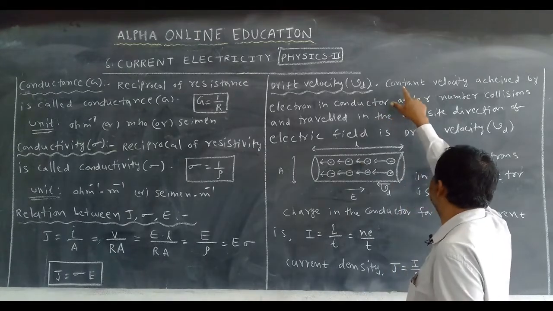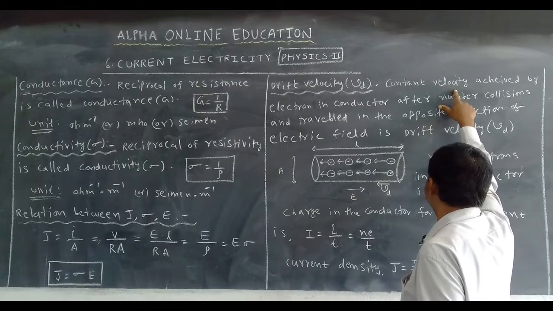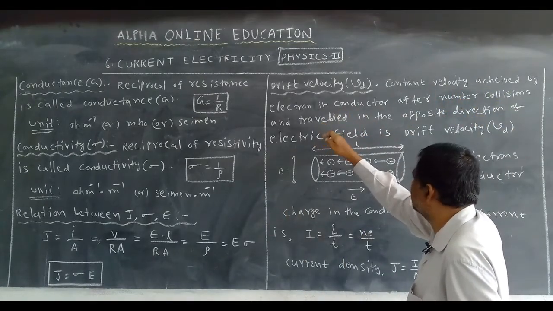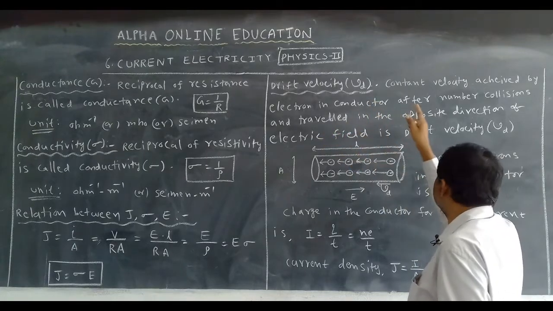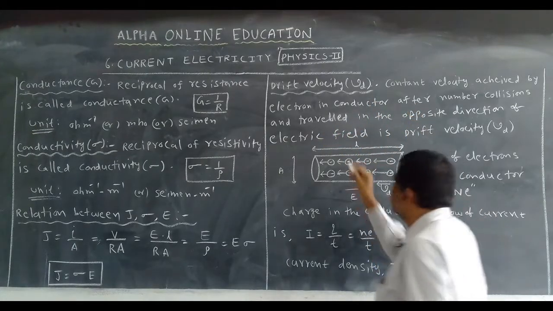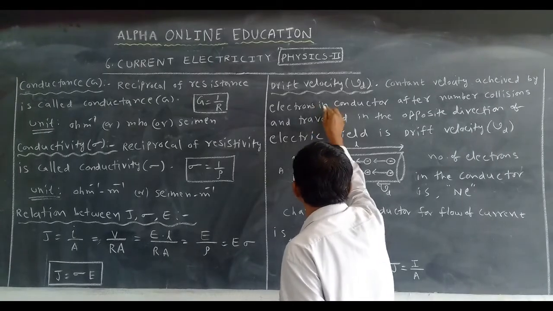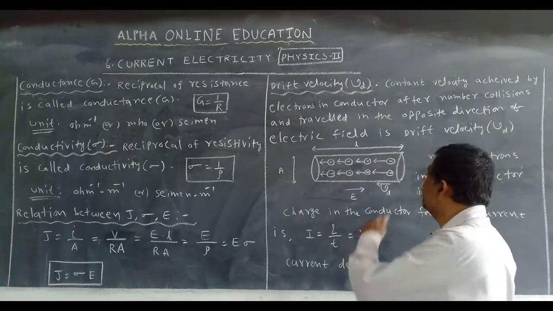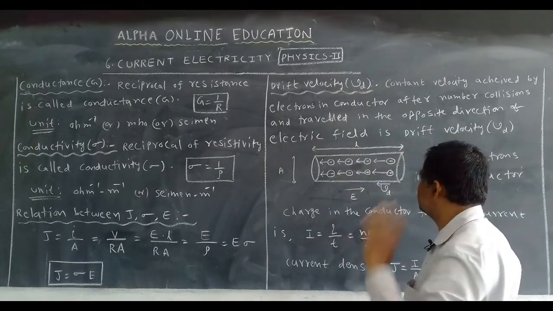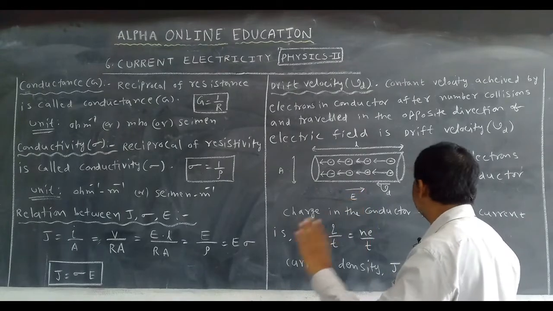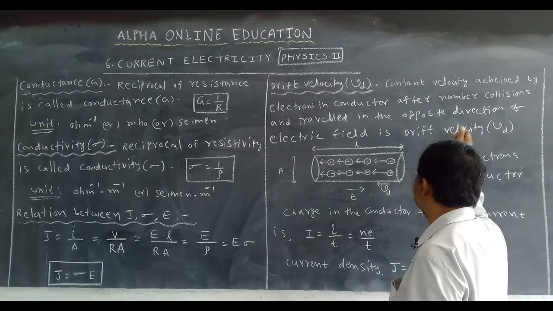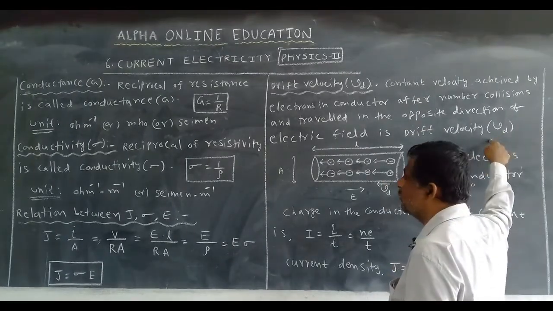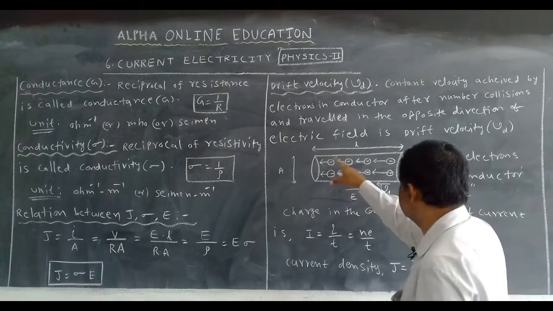That's why, what is the definition? The constant velocity achieved by the electrons in the conductor after a number of collisions, travelling in the opposite direction of the electric field, is called drift velocity. Drift velocity is denoted by the symbol Vd. Now let us take this diagram.